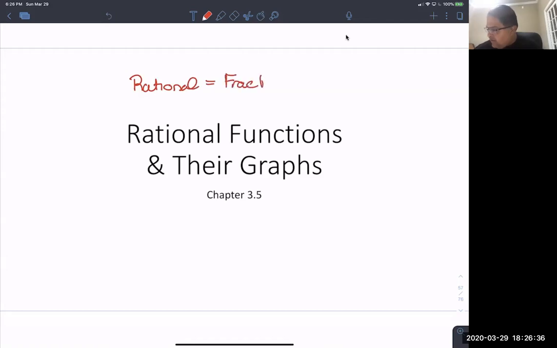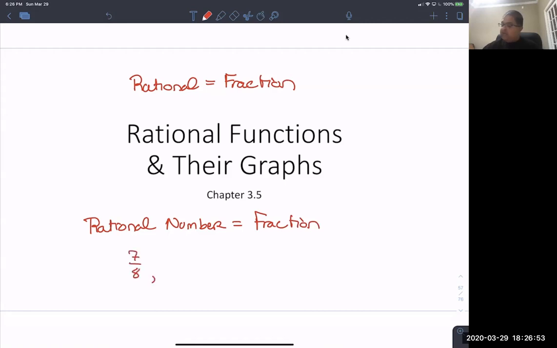Okay. So for example, a rational number is basically a fraction, or any number that can be written as a fraction. So remember from our previous discussion, like 7/8 is a rational number, -4/5 is a rational number, -3 is a rational number because it can be written as a fraction by putting it over 1. Decimals that end, like 0.25, is a rational number because it can be written as a fraction. And repeating decimals like 0.3 bar can be written as a fraction, so they too are rational numbers.